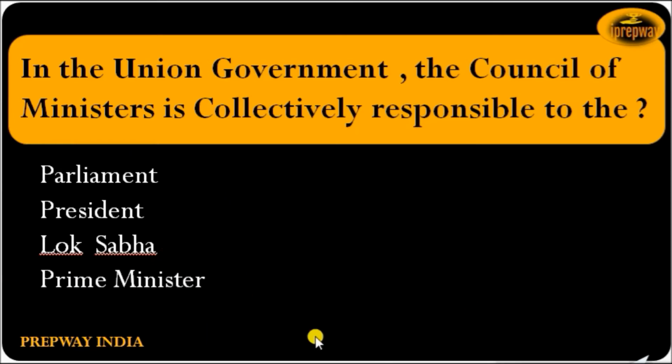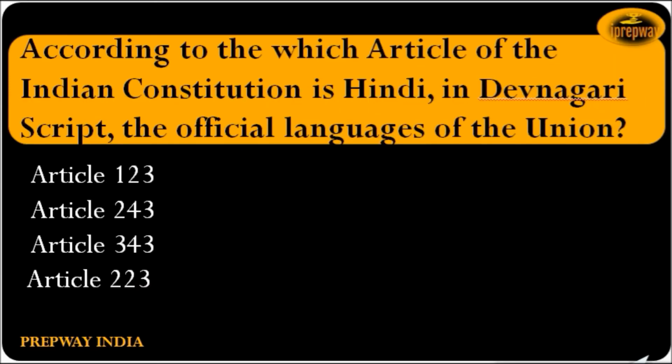Now the next question: according to which article of the Indian Constitution is Hindi in Devanagari script the official language of the Union? First option is Article 123, second option is Article 243, third option is Article 343, and the fourth is Article 223. Please choose the correct answer.